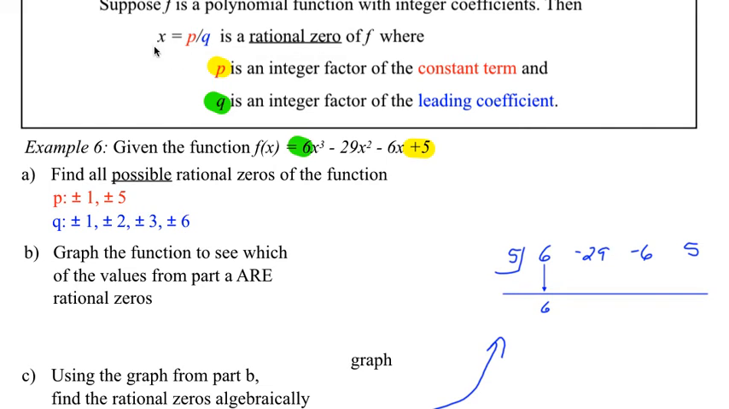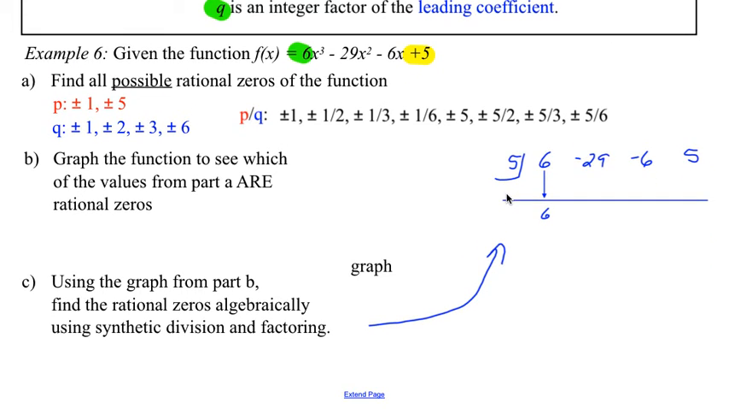But to be a solution, it has to be the ratio of those two. So we're going to have 1 over 1, 1 over 2, 1 over 3, 1 over 6, all of those values. And then 5 over 1, 5 over 2, 5 over 3, 5 over 6. And it's positive or negative values. So of all the possibilities in the whole wide world, these are the only possible solutions to this function. So we've eliminated all the other numbers, and all of our solutions have to be from this list.